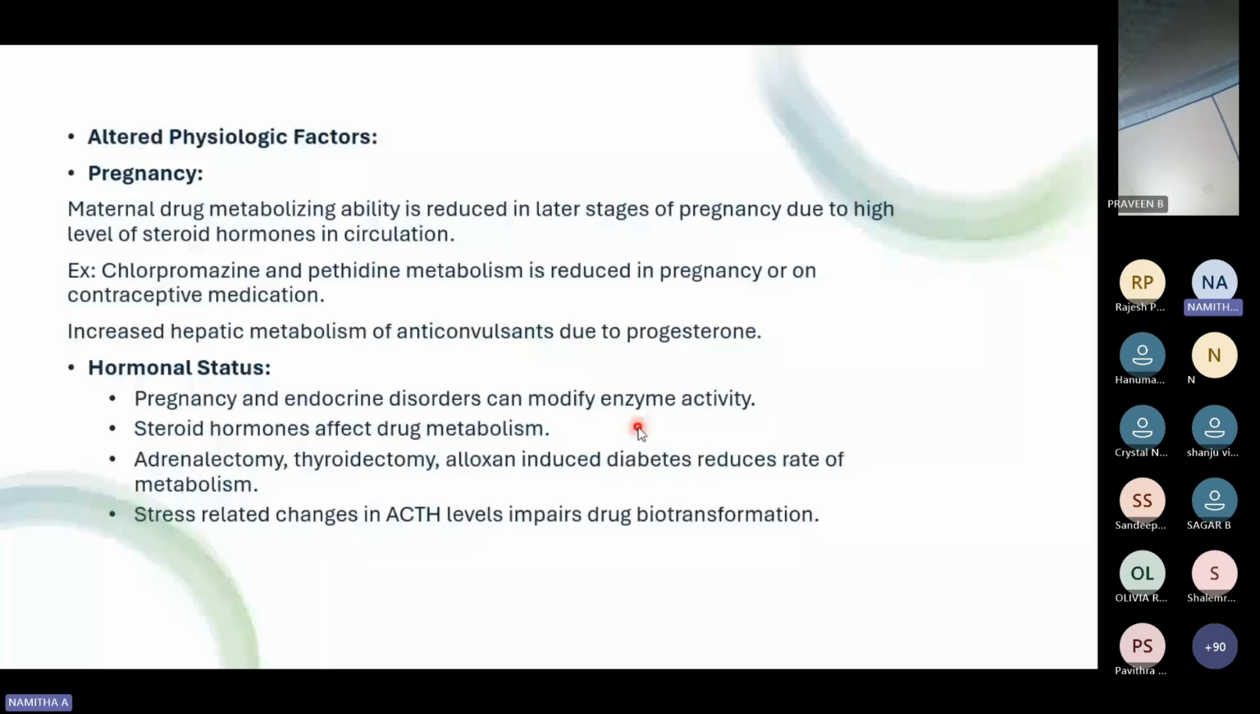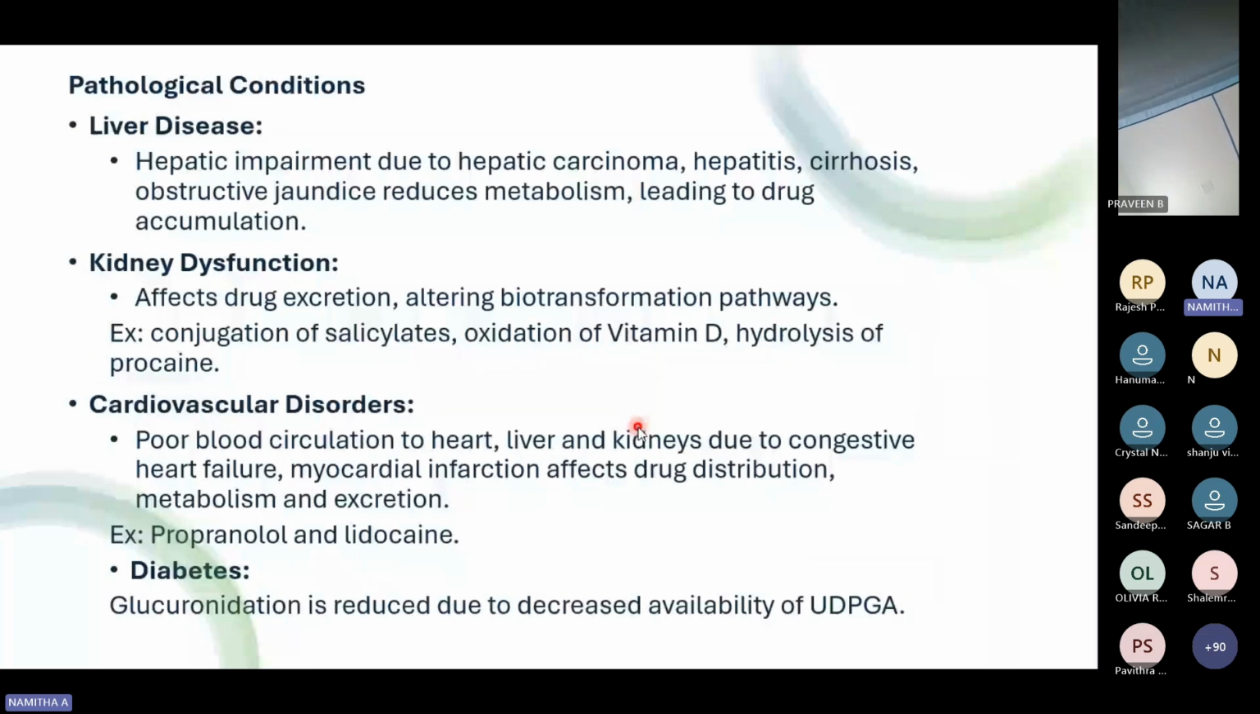Other conditions are pathological conditions, wherein the disease condition is prevalent in the body. When there are liver diseases, hepatic impairment due to hepatic carcinoma, hepatitis, cirrhosis, or obstructive jaundice reduces the metabolism of the drug, leading to drug accumulation. Kidney dysfunction affects the drug excretion, altering biotransformation pathways. Examples are conjugation of salicylate, oxidation of vitamin D, and hydrolysis of protein.